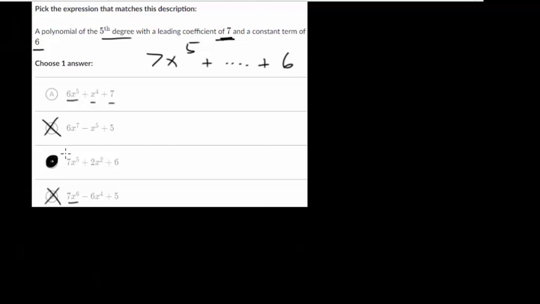It fits the description. It does have this 2x squared term, but there's nothing in our description that says that couldn't be there. This one had a leading coefficient of 6 and a constant term of 7, so it essentially switched the last piece of information. So choice C would be the correct answer in this one.